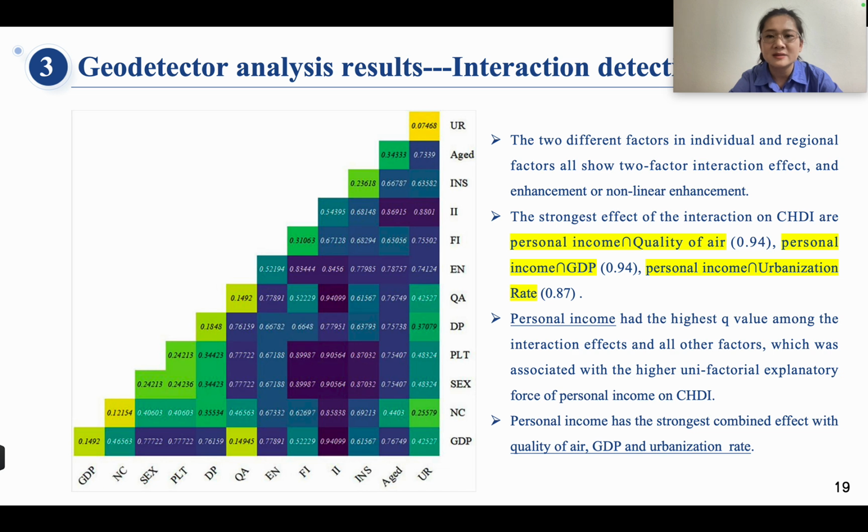This is the interaction detector figure. The 2 different factors, individual and regional factor, show 2-factor interaction effect and enhancement or non-linear enhancement. The strongest effects of the interaction on CHDI are personal income and quality of air, personal income and GDP, personal income and urbanization rate. Personal income had the highest Q value among the interaction effects, and all other factors were associated with a higher unifactorial explanatory force of personal income on CHDI. Personal income has the strongest combined effect with quality of air, GDP, and urbanization rate.